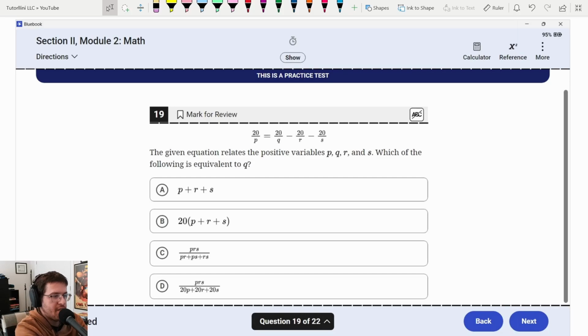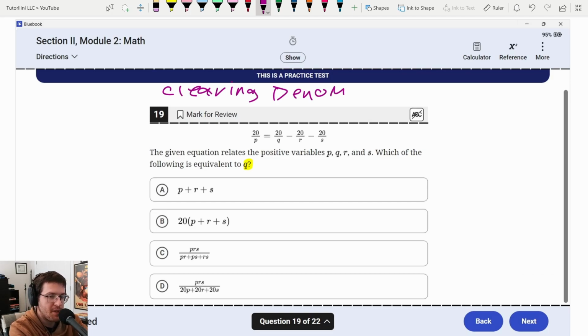Okay, question 19. This is a literal equation question. It wants us to get Q by itself. So I'm going to get rid of all these fractions by clearing the denominators. I go over how to clear denominators in, I think, Ottocento number 14, matching coefficients plus clearing denominators.